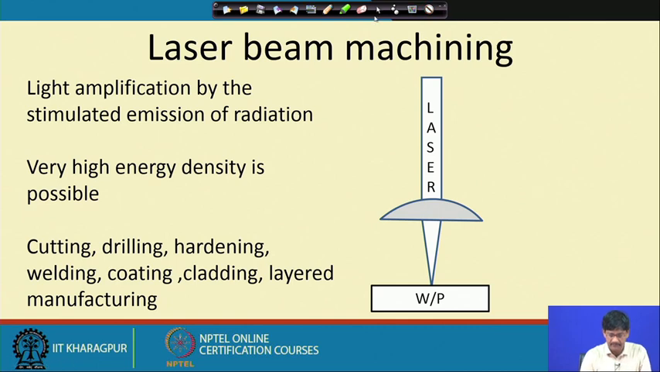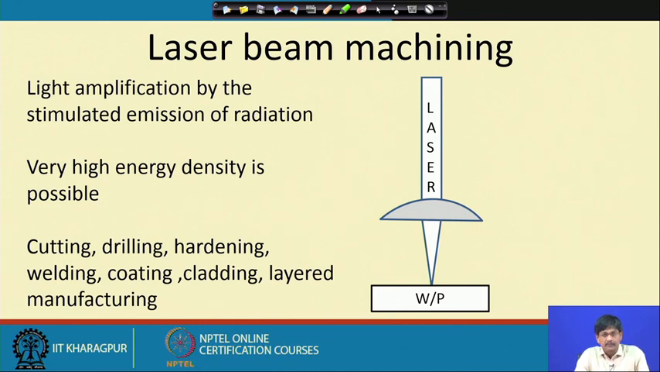So, here in laser beam machining, what happens is a laser, which is light amplification by the stimulated emission of radiation, basically electromagnetic waves at a definite frequency with a definite phase relationship between different points, will be focused by a lens and develop very high energy density at the point where it falls on the workpiece. This energy can be to the tune of 10 to the power 5 watts per centimeter square or even higher.